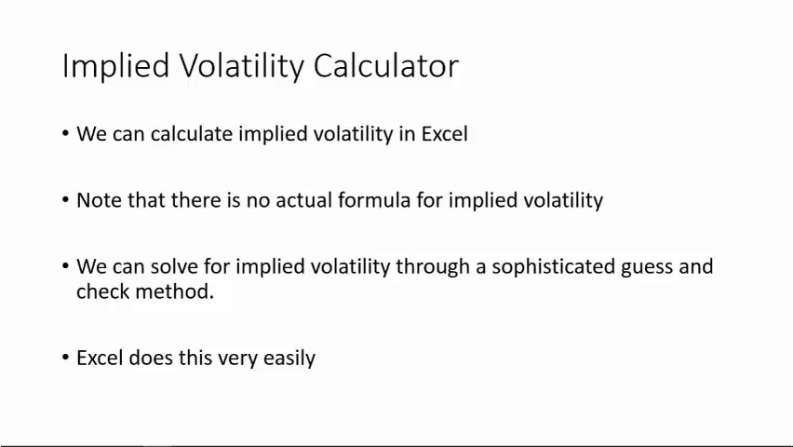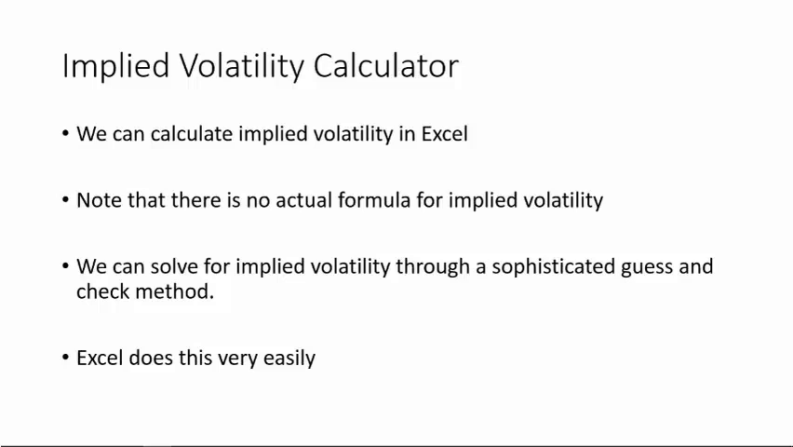The next thing we're going to do is calculate implied volatility, and we can do this in Excel. Now, one thing I wanted you to note, which is a little bit different to what we've seen so far with our calculations. When we were calculating, for example, the price of an option based on the Black-Scholes formula, or we were calculating the Greeks, there was a formula for each one of these things, right? There was a formula for the call option, there was a formula for the put option, there was a formula for delta, and so on. And then you just calculate the number based on the formula.